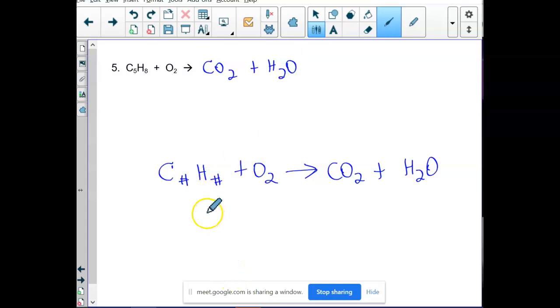Any questions about what I mean by hydrocarbon? Now, I could have other things with this hydrocarbon, right? I could have other elements after the hydrogen. But if I have a CH piece that starts, then I'm going to consider that a hydrocarbon, plus an oxygen going to CO2 and water. Okay, take a moment to balance this.